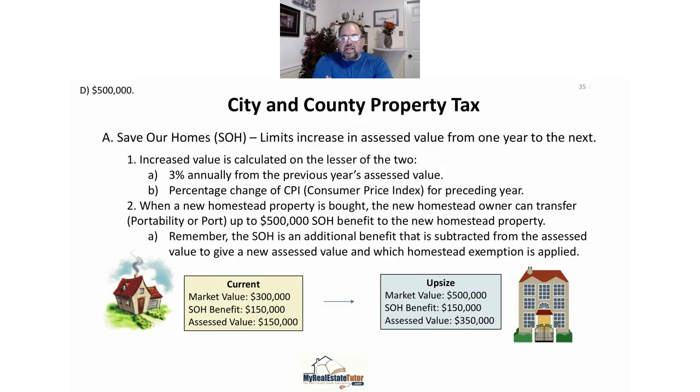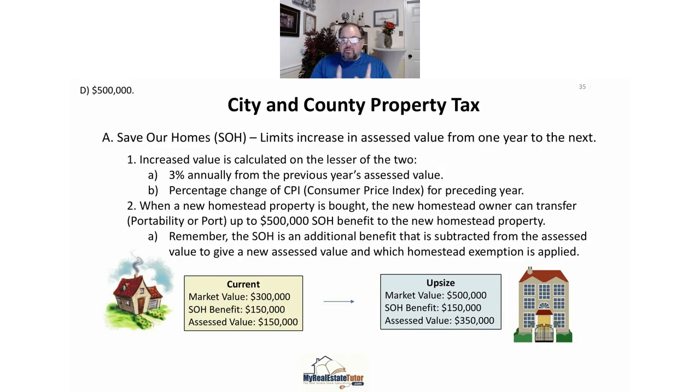Now, the increased value is calculated on the lesser of the two. So the appraisers cannot increase the assessed value above 3% under 1A, 3% annually from the previous assessed year. Or, whichever is lesser, the percent change in the consumer price index from the preceding year. The consumer price index is our inflation. 3% is the maximum that it can increase. Now, when transferring property under A2, going to a new homestead that's bought, the new homestead owner can transfer, which is called portability or porting, up to $500,000.